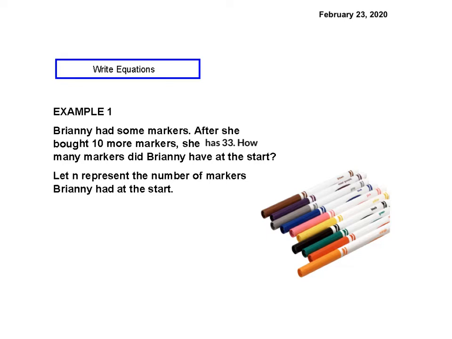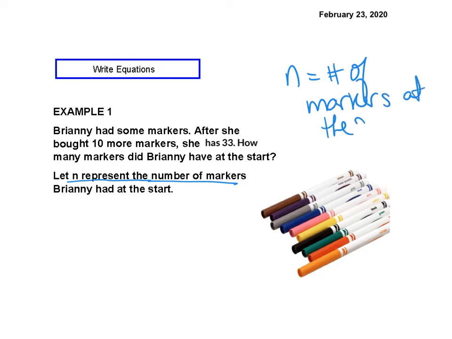This problem already told us what n should be, and it's the number of markers that she had at the start. I'm going to rewrite, pulling the information out of the problem. n equals number of markers at the start. We want to get into the habit of always defining our variable.